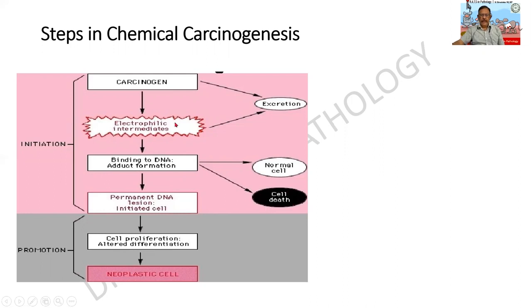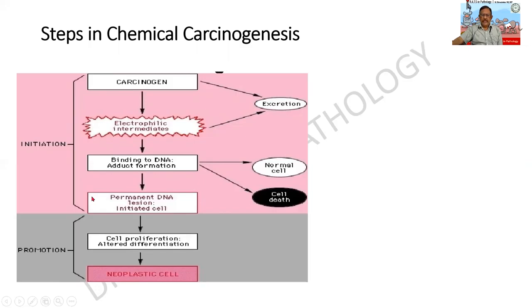So electrophilic intermediates bound to the DNA lead to adduct formation. But if one cycle of reproduction were to continue, then the change in the DNA becomes permanent. It becomes fixed. And that particular cell is called an initiated cell, and the entire process is called initiation. Please remember the sequence: carcinogen, electrophilic intermediates, binding to the DNA, adduct formation, and multiplication to form a permanent fixed change in the DNA. The cell becomes initiated, and the process is called initiation.